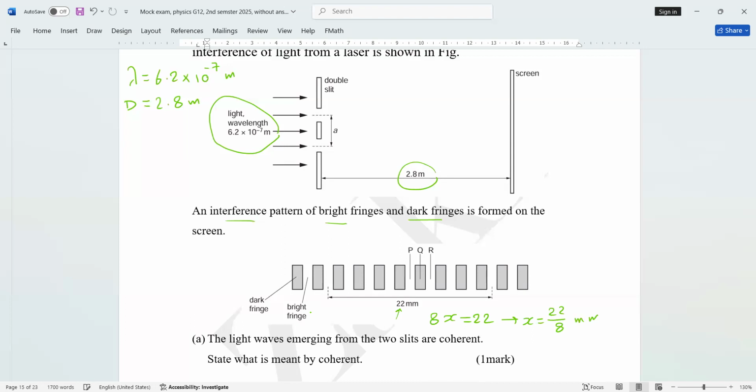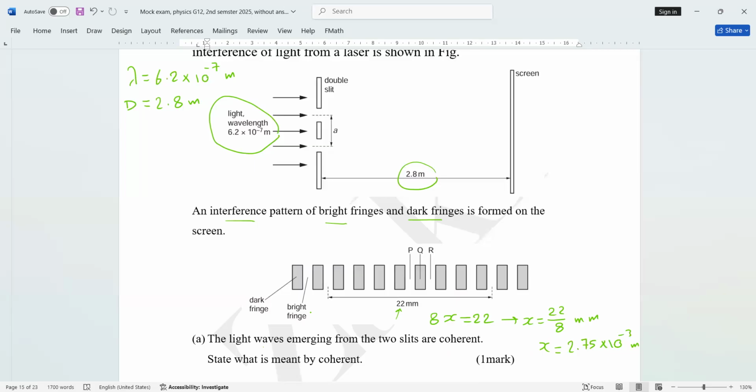We convert to meter, multiply by 10 to the power -3. So 22 over 8, multiply 10 to the power of -3. The answer, shift mode 7, 3, in scientific is 2.75 multiplied by 10 to the power -3 meter. So this is x from the figure. Now we have given lambda, D, and x.